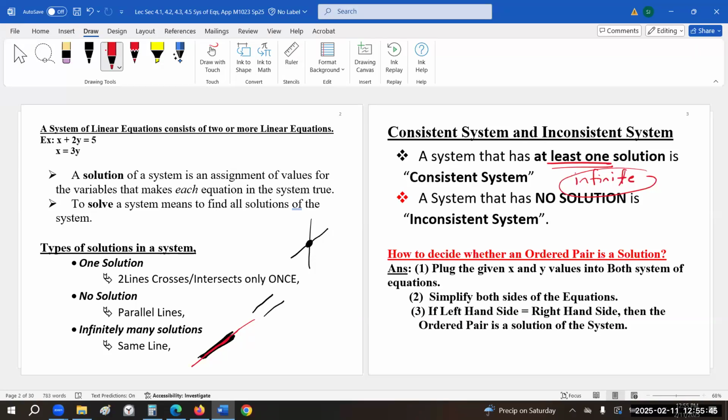So this is the background information. Three types of scenario, three types of solution. If you have solution, it's consistent. If you don't have a solution, it's inconsistent.